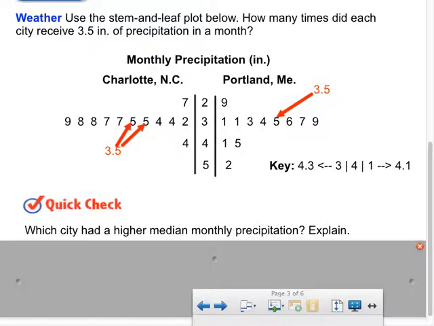They want us to figure out which city had a higher median monthly precipitation. So first we have to figure out the median precipitation for Charlotte. So I'm going to go ahead and use my marks so we can figure out what the middle number is. So let's start out with Portland because we know how to read a stem and leaf plot that's faced to the right. Okay, so start with Portland, and then we'll go to Charlotte here in a second.